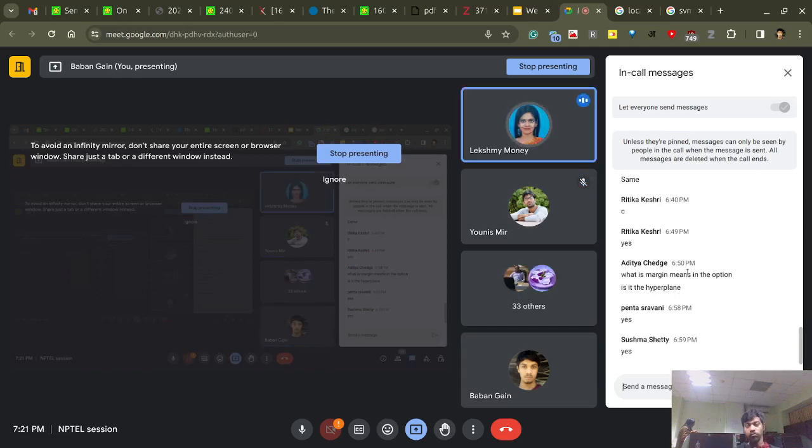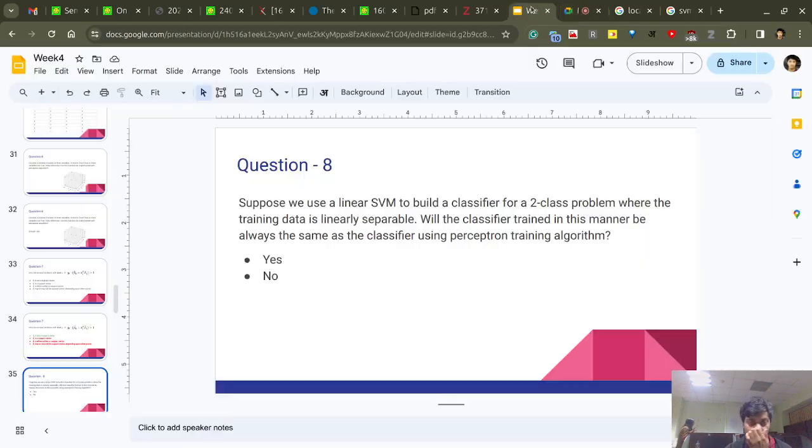Can you just show the question? Yeah. You are using an SVM, and another one is that you are using a perceptron training algorithm, and will the classifying line be the same in both algorithms?